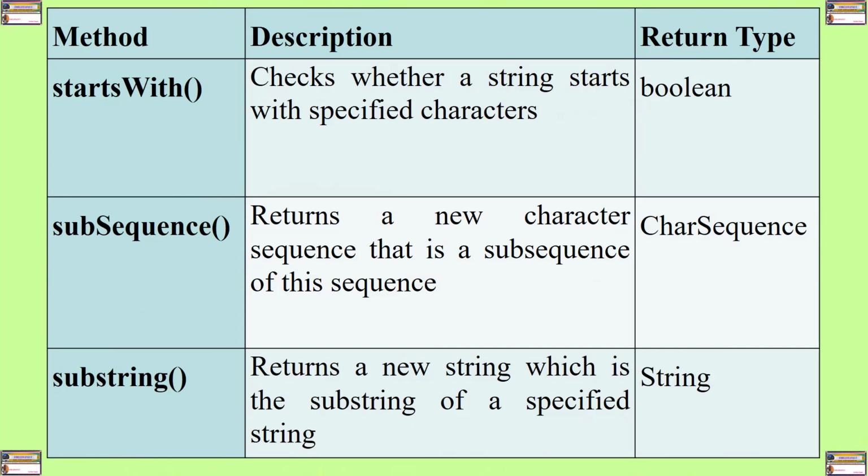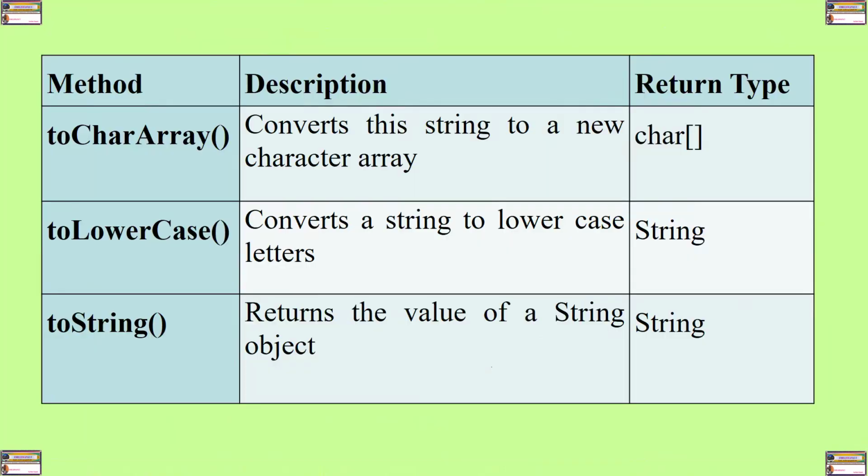Starts with checks whether a string starts with specified characters. Subsequence returns a new character sequence that is a subsequence of this sequence. Substring returns a new string which is the substring of a specified string. To char array converts this string to a new character array.